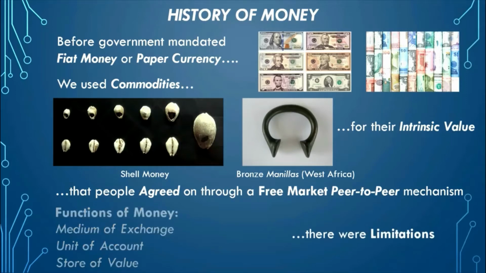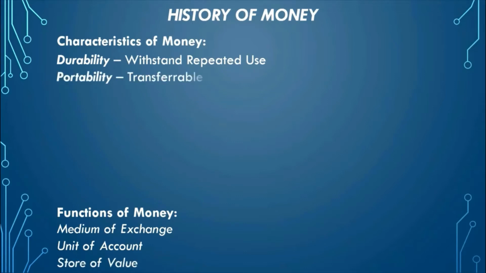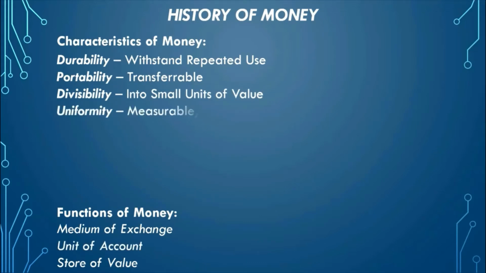In addition to serving the main functions of money, money must also possess some core characteristics. It must be durable so it can withstand repeated use and last over long periods of time, making it a store of value. Portability, so that you can transfer the money or carry it with you, helping it to function as a medium of exchange. It must be divisible into small units of value, enabling it to function as a unit of account. Uniformity, meaning any two units of the money should be countable, measurable, and recognizable.